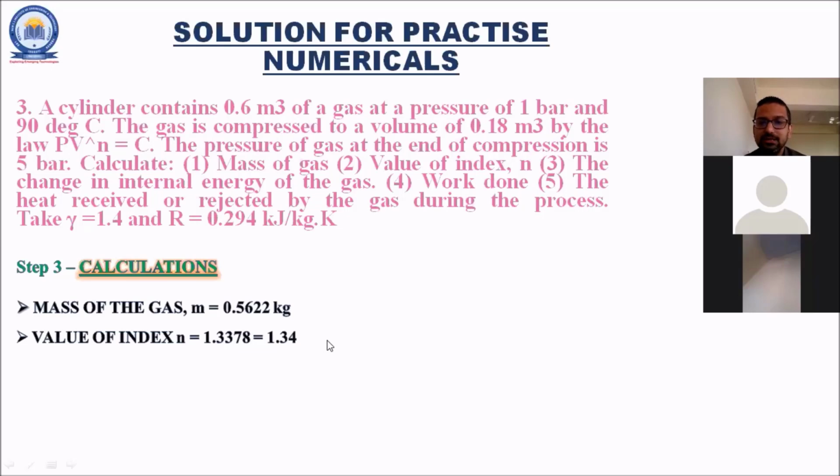Okay, so now all the other answers will be dependent on your value of n. If you are using n equal to 1.33, your answer will come somewhat different. And if you are using n is equal to 1.34, your answer will come somewhat different. So I have calculated the remaining values considering n is equal to 1.34. Okay, students, so let us proceed further.